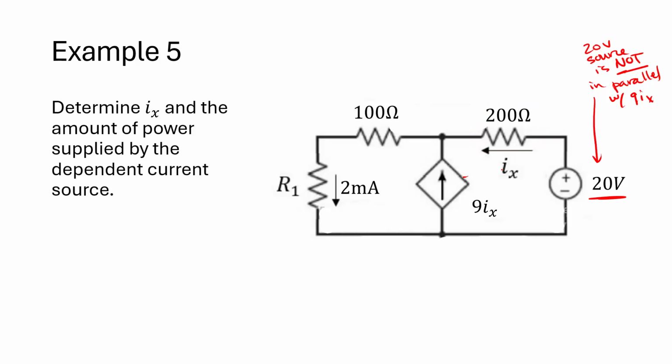And in order for these two components to be in parallel with each other, they must experience the same voltage drop. Because this 200 ohm resistor is here, the 20-volt source and the 9Ix dependent source cannot experience the same voltage. Some voltage must be spent across the 200 ohm resistor. So be careful there. Common mistake is to accidentally forget about this 200 ohm resistor, and you would end up with an incorrect result.